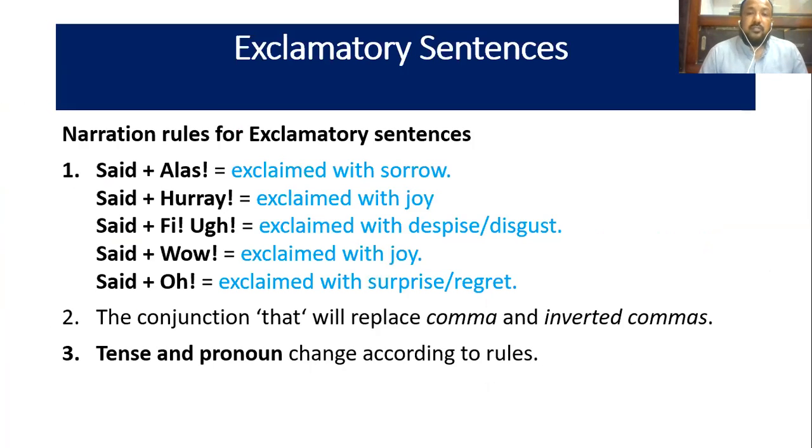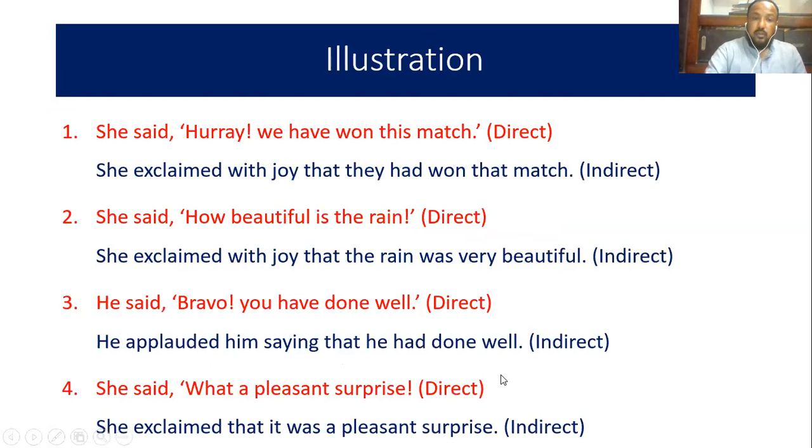Now, the fourth one is exclamatory sentences. Narration rules for exclamatory sentences. Whenever such expressions are written right over, alas, exclaimed with sorrow; hurray, exclaimed with joy; exclaimed with despise; wow, exclaimed with joy. The conjunction that will replace the comma and inverted commas, and tense and pronoun change according to rules. Now see, he said, "Hooray, we have won this match." She exclaimed with joy that they had won that match.